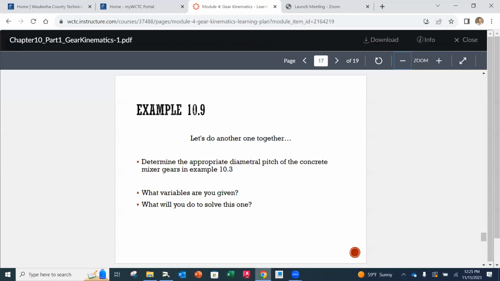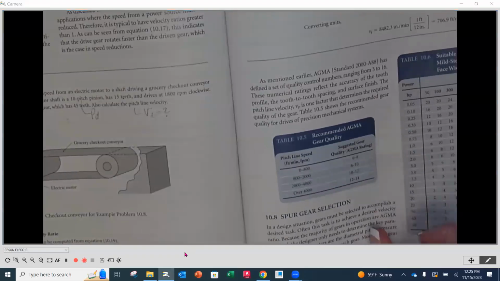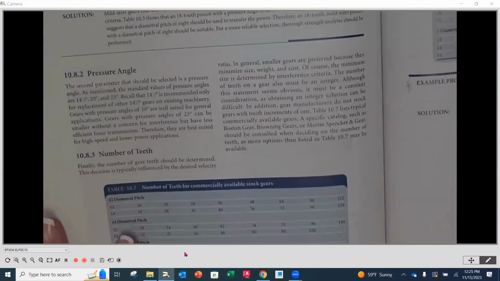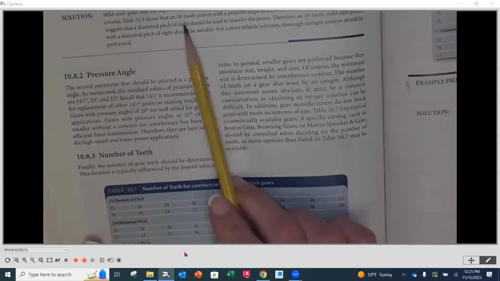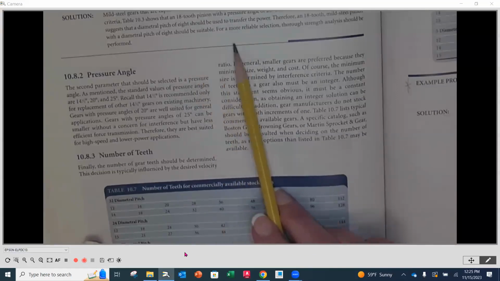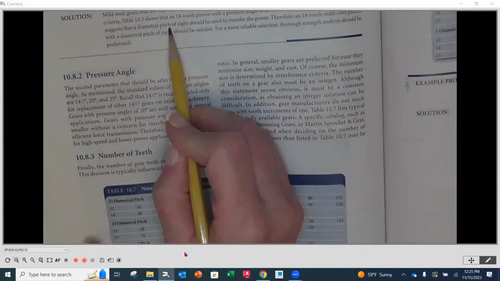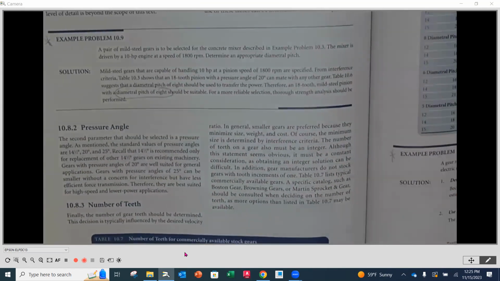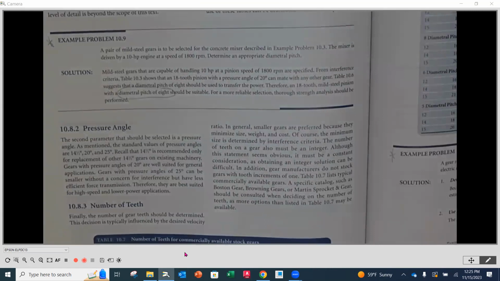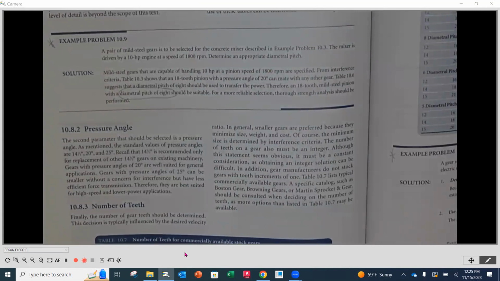So as I turn back, they walk you through this process, and they wrote out a diametral pitch of 8 instead of actually putting the number. So they came to the same conclusion that that's going to be a good place to start. And then you would continue on with the design.